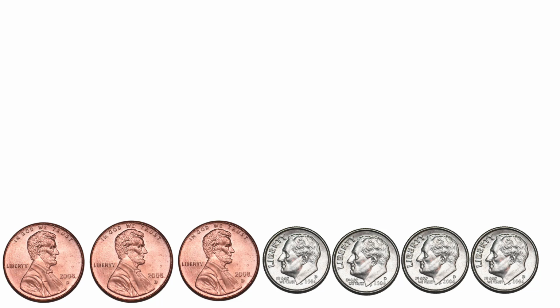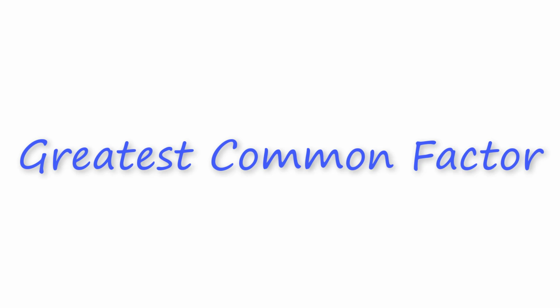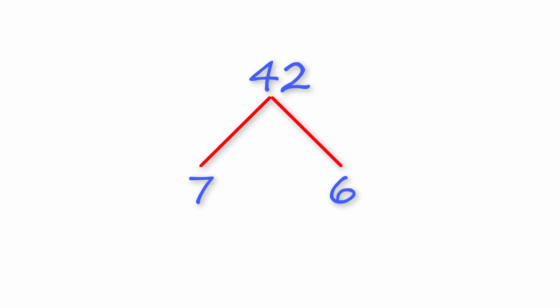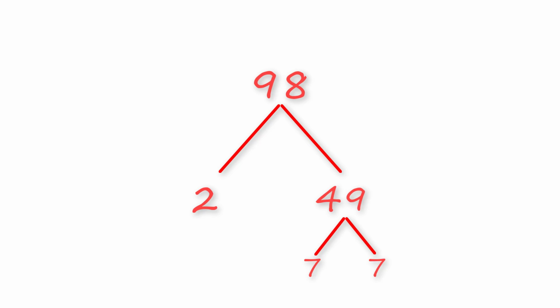Okay, now let's go over it. The problem says we have to find the greatest number of stacks you can make. This means we have to find the greatest common factor of both the numbers. Let's start out with the factor trees. 42 is made by multiplying 7 and 6, and 6 is made by multiplying 2 and 3. 98 is made by multiplying 2 and 49. 49 is made by multiplying 7 and 7.